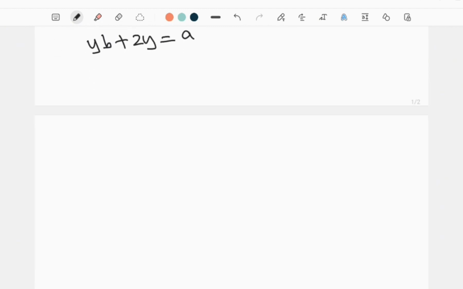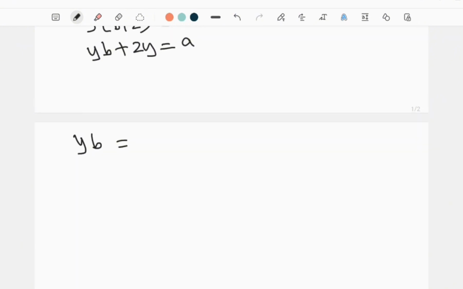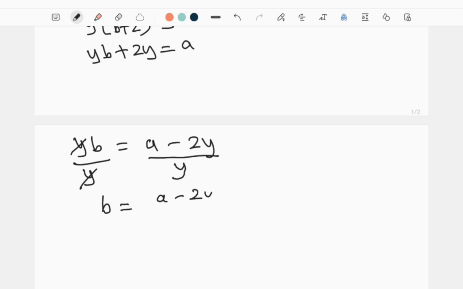Let's go in here. So yb equals a, and plus 2y will go to the other side and become minus 2y. If you want to get b on its own, we divide by y, because it's times y at the moment. If you want to get rid of the y, divide by y. You have to do the same on both sides, so this will cancel out, and b equals a minus 2y, divided by y.